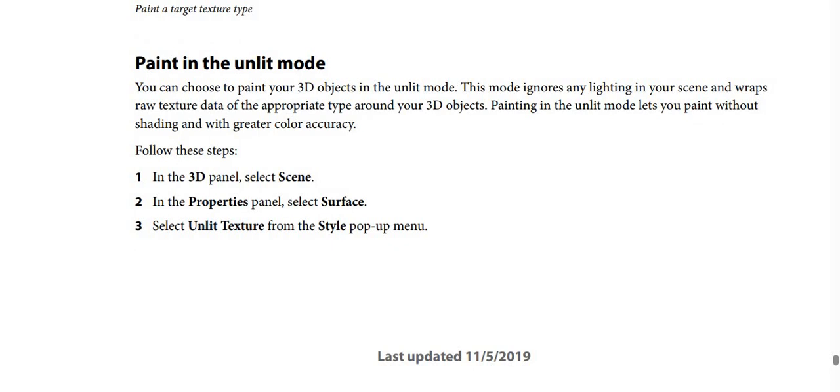And so what about painting in the unlit mode? You can choose to paint your 3D objects in the unlit mode. This mode ignores any lighting in your scene and wraps texture data of the appropriate type around your 3D objects. Painting in the unlit mode lets you paint without shading and with greater color accuracy.